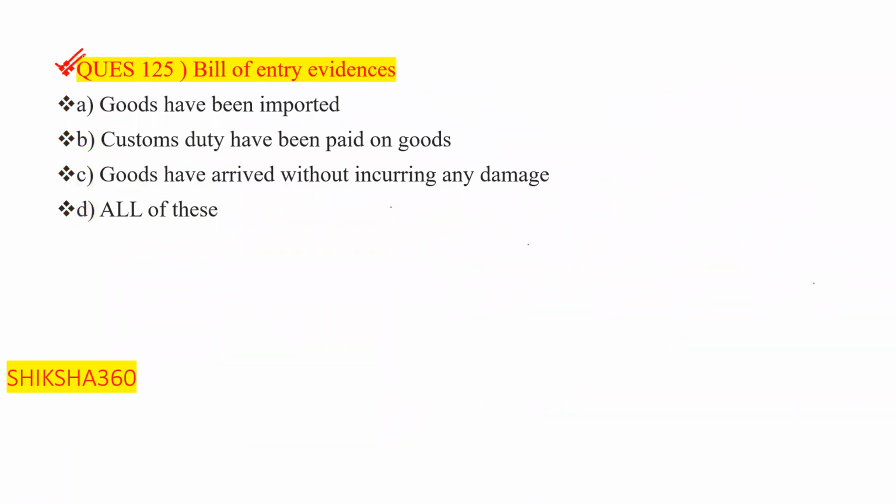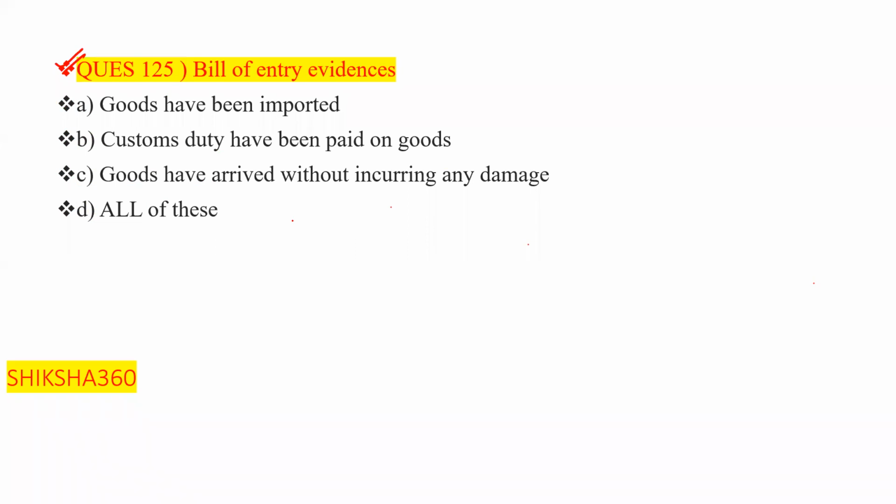Question number 125. This type of question you will directly find in the examination, in any of the sets, because these are the basic documents which are required under the LC. So bill of entry: what does it evidence?